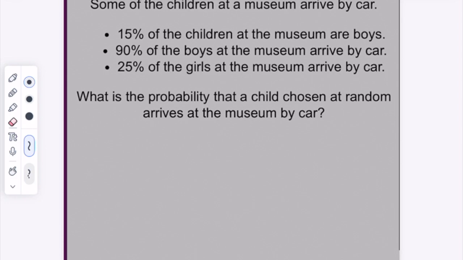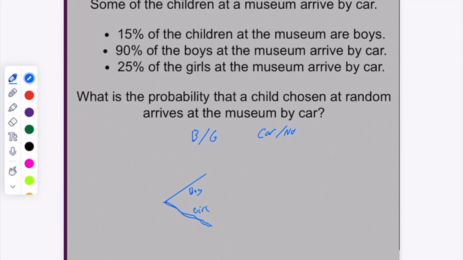So to start this question, I recommend doing a tree diagram for the probability. So we'll start with two categories. The first one being whether the child is a boy or a girl, and the second one being whether they are coming by car or not coming by car. So if we draw that out, starting with the probability if they are a boy or they're a girl.